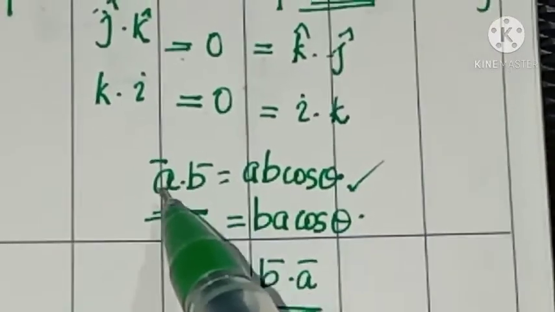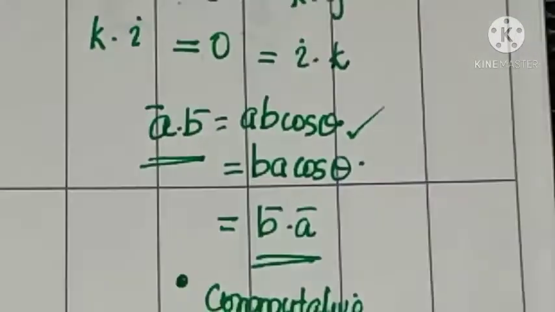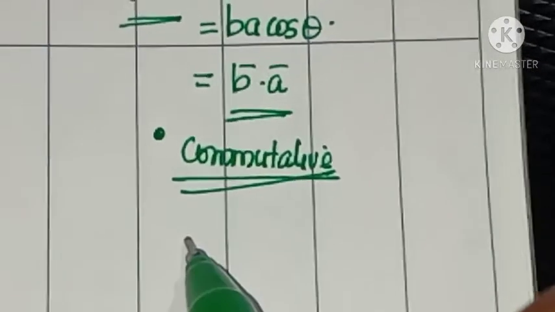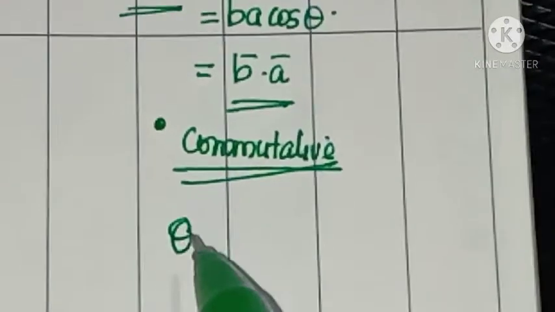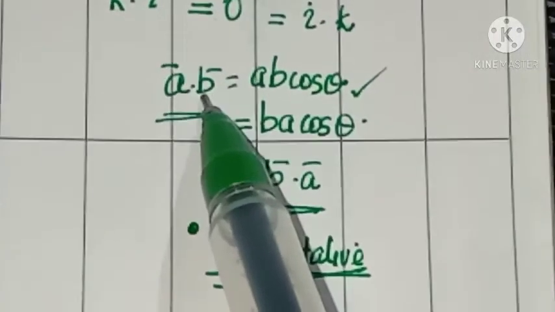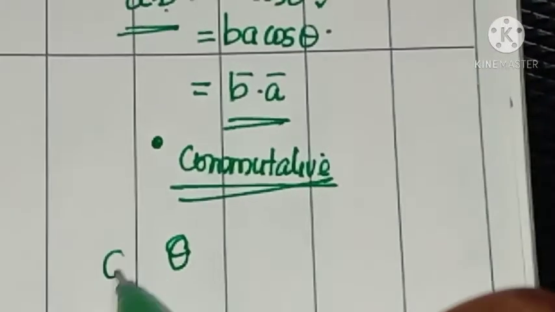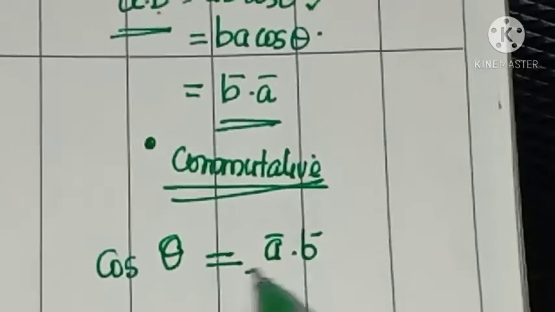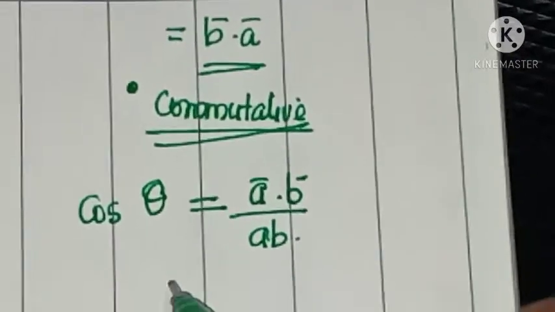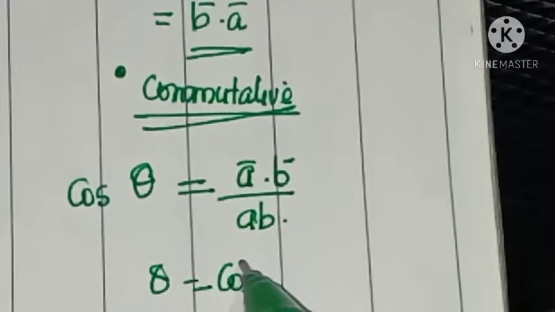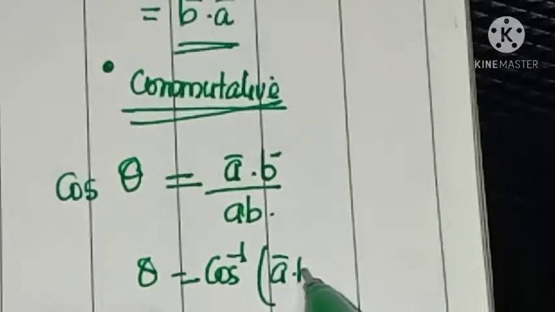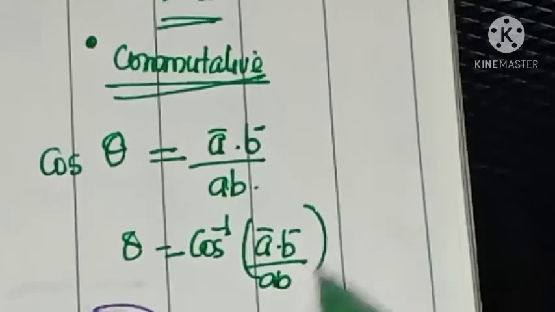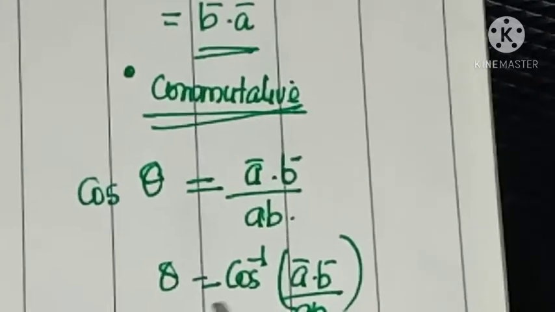Now from here, A dot B is equal to AB cos theta. We can find the angle theta. How? Listen, A dot B is equal to AB cos theta. So what is cos theta? Cos theta is equal to A dot B by AB. So theta is equal to cos inverse of A dot B by AB. Theta is equal to cos inverse of A dot B by AB.